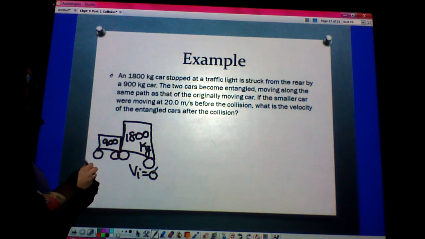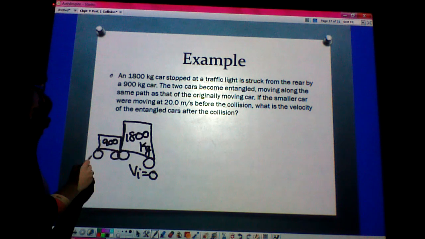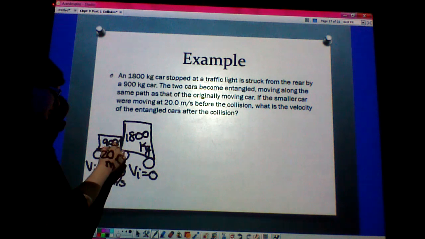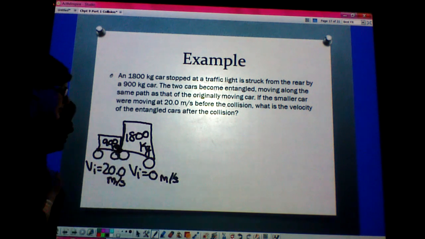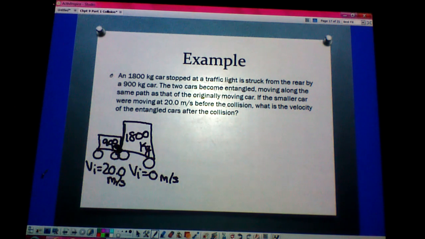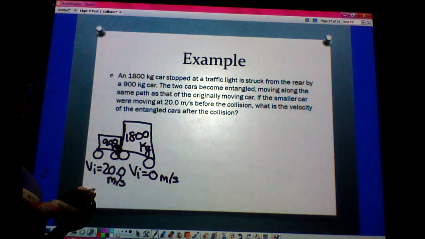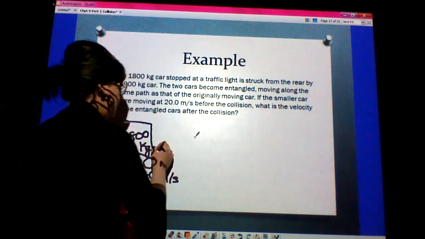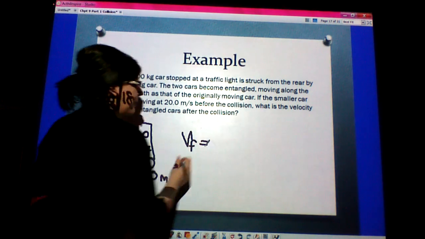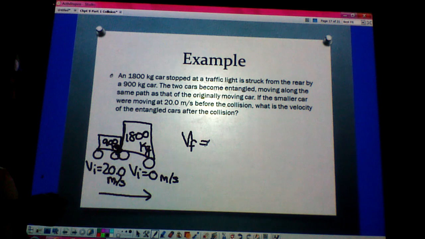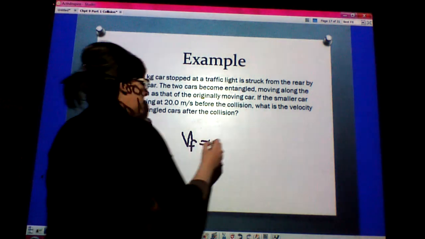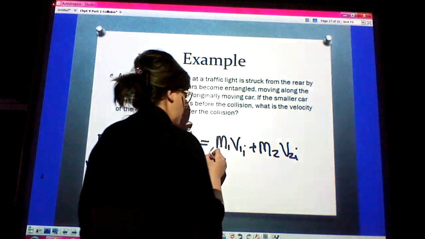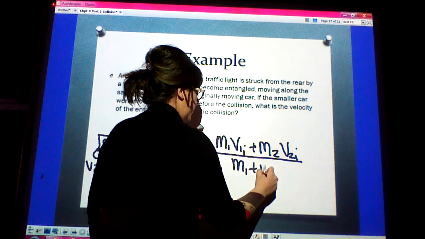The 900 kilogram car has an initial velocity of 20. So v initial here equals 20, in meters per second, and the masses are in kilograms. We want to know what is the velocity of the entangled cars after the collision. So cars are going to be moving this way. From the rearranged equation we just looked at for inelastic collisions, the final velocity should be equal to m1 v1 initial plus m2 v2 initial over m1 plus m2.